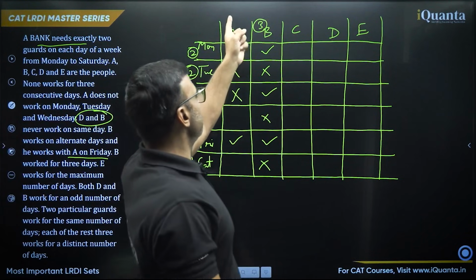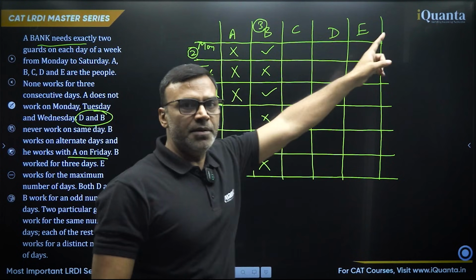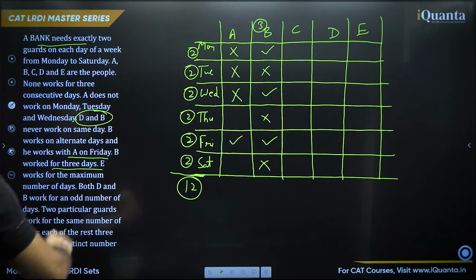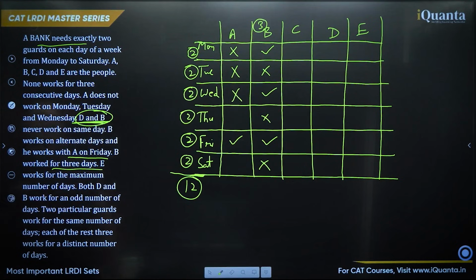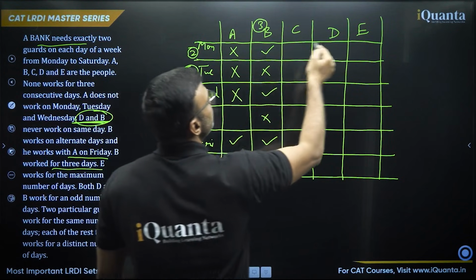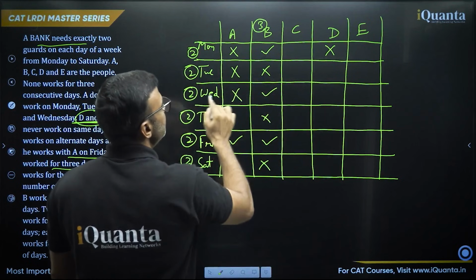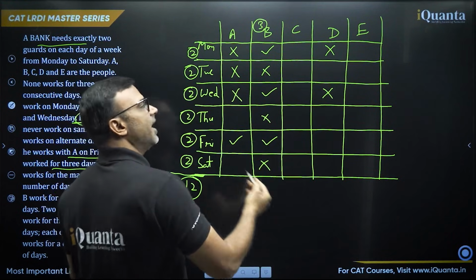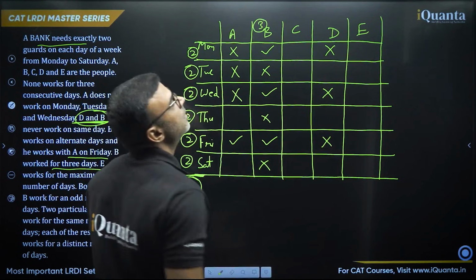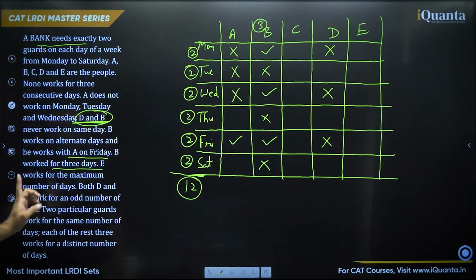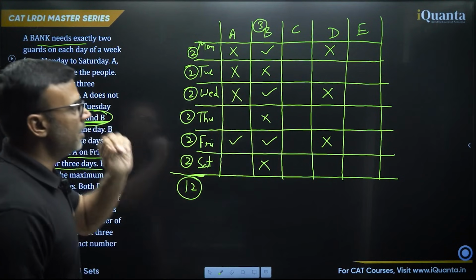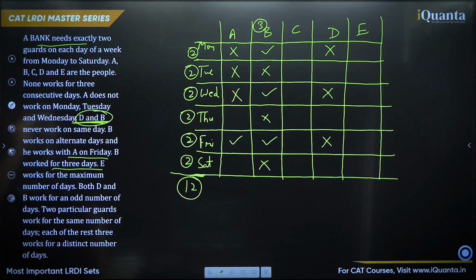So we need to identify the number of attendances of A, C, D, E as well. We know the total is 12. Fantastic. B worked for 3. Now coming back to this, D and B cannot work on the same day. B is working on Monday, so D will not work on Monday. B is working on Wednesday, so D will not work on Wednesday. B is working on Friday, so D will not work on Friday. Very good. So basically, whatever information you are able to identify, put it in the table in the form of tick and cross.